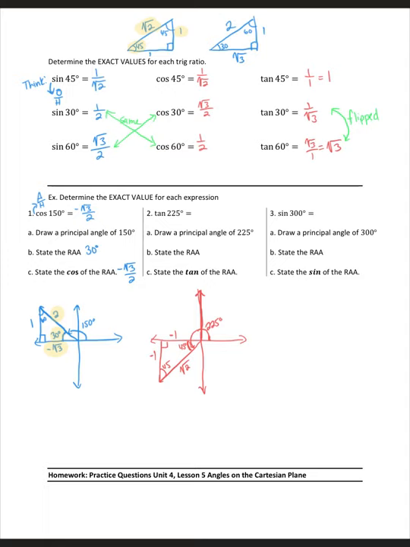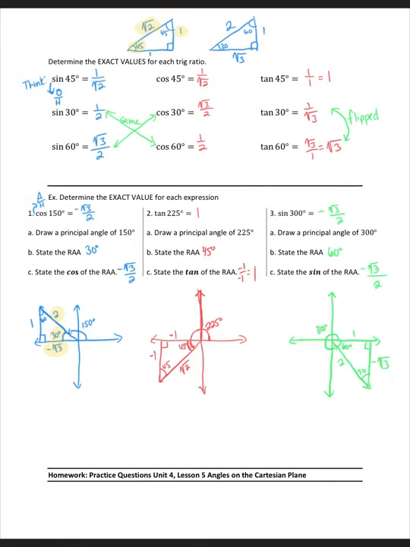So our related acute angle was 45 degrees. It says state the tangent of the related acute angle. So the tangent would be a negative 1 over a negative 1, which just equals a positive 1. So that is our tangent of 225. All right, take a minute to pause the video and try the third one on your own.